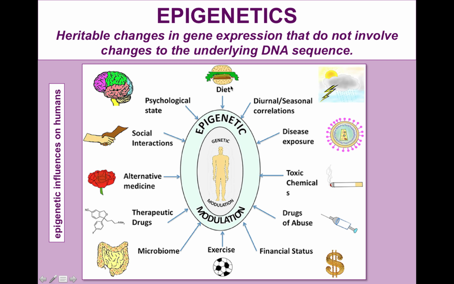What are some of the things that can do that? Diet, seasonal correlations. If you get sick, if you do drugs or smoke cigarettes, how secure you are, how much you exercise, which other organisms share your body. If you take medicine or alternative medicines, social interaction, psychological state can all alter gene expression, not by changing the DNA sequence, but by changing some of the other modifications to your genome.